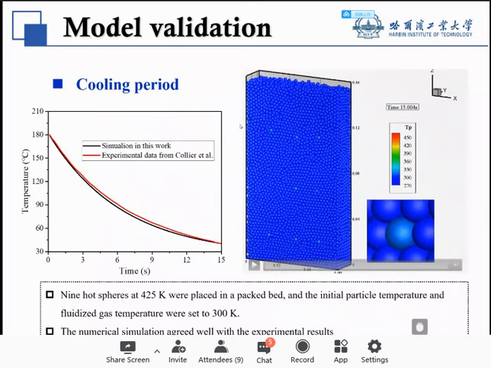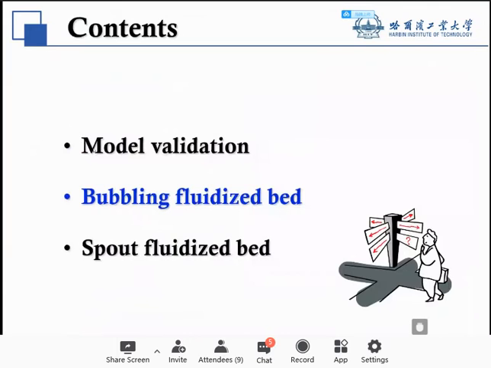You can learn the cooling period directly. So next part, I will apply this mathematical model to simulate the flow and investigate the drying process in the bubbling fluid bed and the spouted fluid bed.